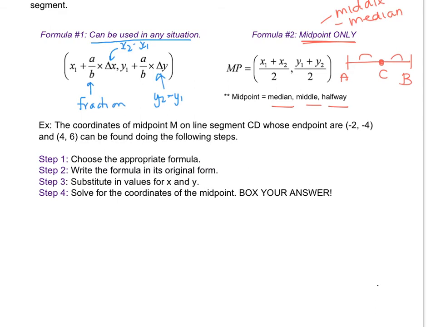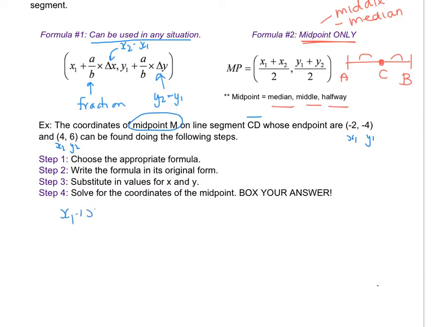So let's do an example. The coordinates of midpoint M on a line segment CD, whose endpoints are -2, -4, so there's my x1, y1, and 4, 6, which are my x2, y2, can be found doing the following steps. The first step is to choose the appropriate formula. It's a midpoint, so we can use formula number 2, midpoint.